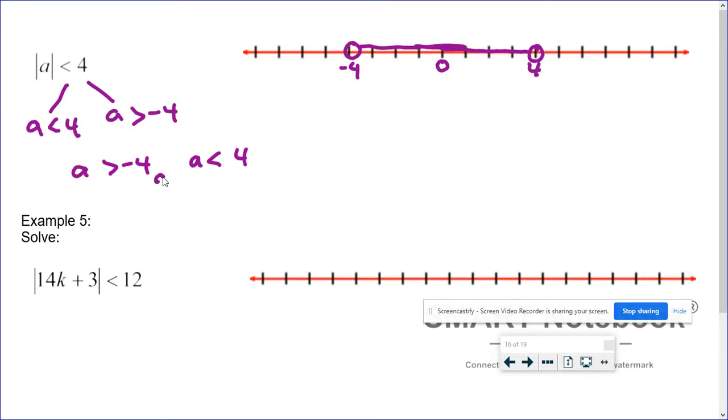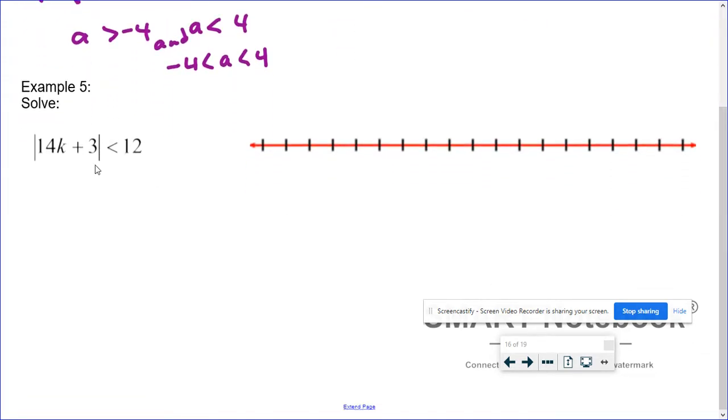So this is an AND statement. You can either leave it as two inequalities separated by the word AND, or you can write it as one compound statement. You can only do this with AND statements. You can't do it with OR because the ORs are separate. So now we have a situation where it started out as an absolute value inequality with less than, and it turned into a compound inequality with and.